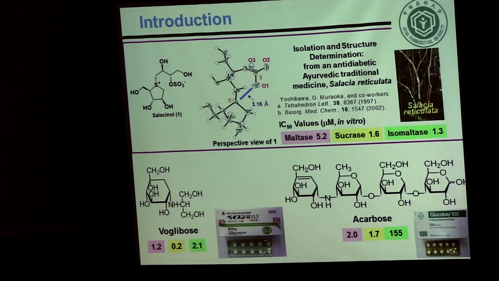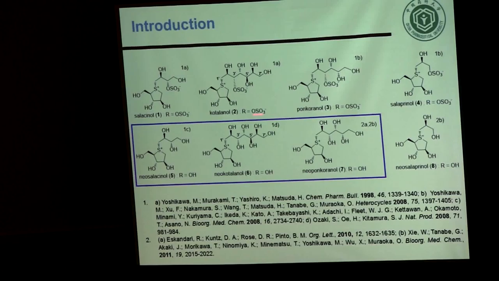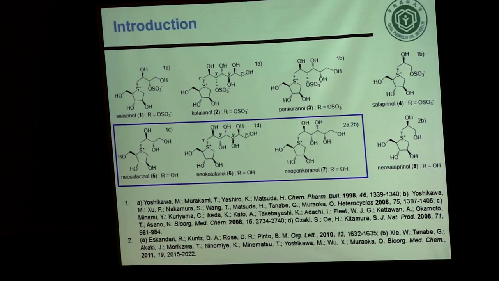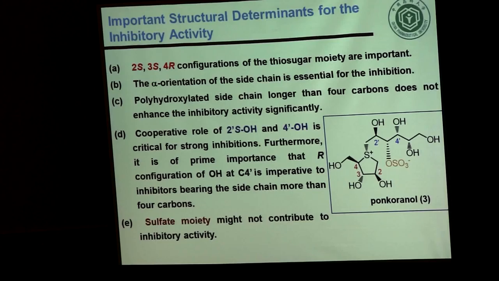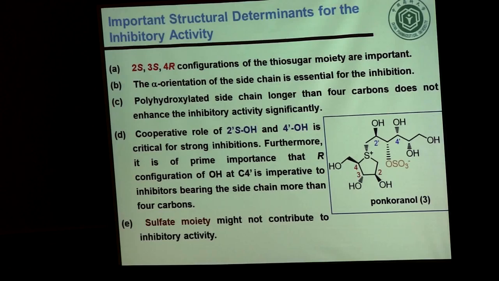Ever since then, its side chain analogs, kotalanol, ponkoranol, and salaprinol, as well as their de-O-sulfonated versions, were subsequently isolated from the same species of plant. The previously reported studies on this series of compounds revealed that this sulfonium moiety is quite important. The three hydroxyl groups and the stereochemistry here are quite important for the inhibition. And this part and the side chain should be connected in alpha orientation. The cooperative role of the two hydroxyls on the 2' and 4' positions is quite important. But the existence of the sulfate moiety is not so important for the activity.